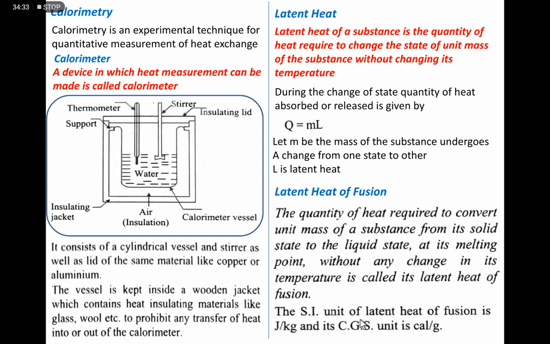Then the SI unit of the latent heat of fusion is joules per kilogram, and in CGS it is calories per gram. Here, erg per gram should be there.